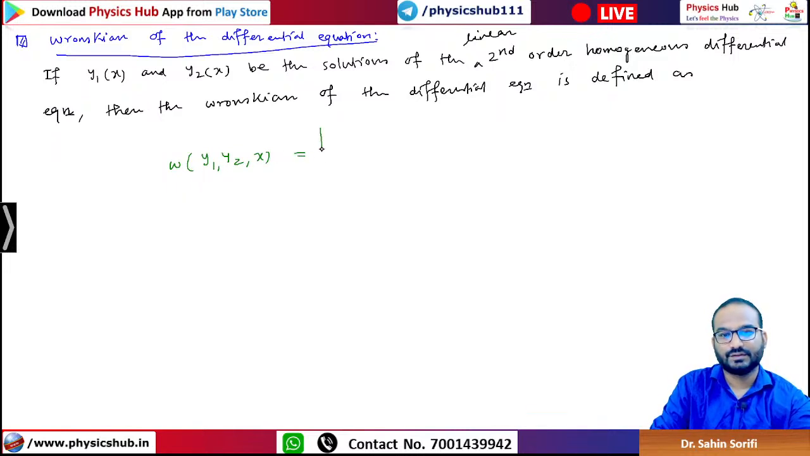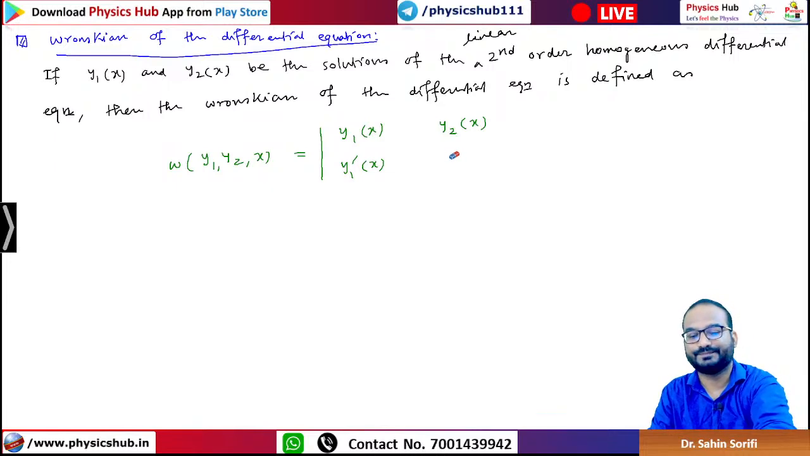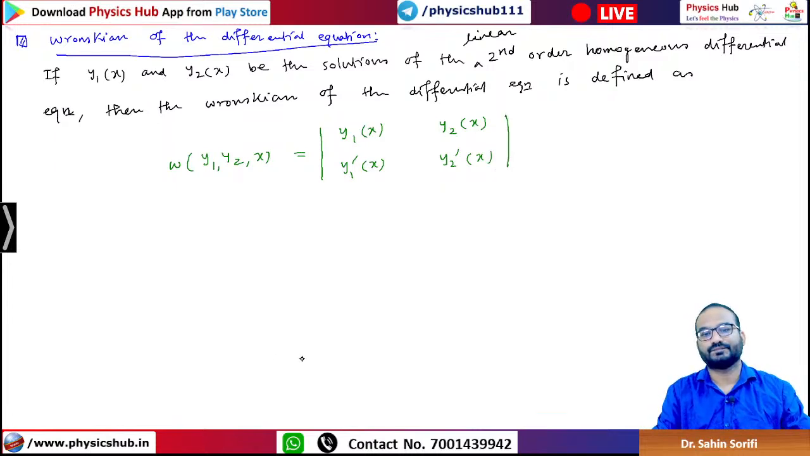This is equal to the determinant. You will write y1 of x, one solution, y2 of x, and just below you will write the derivative, y1 prime of x, y2 prime of x. Very simple. So if you write it in this way, it is y1 y2 prime minus y2 y1 prime.